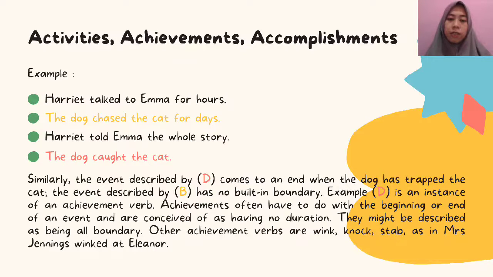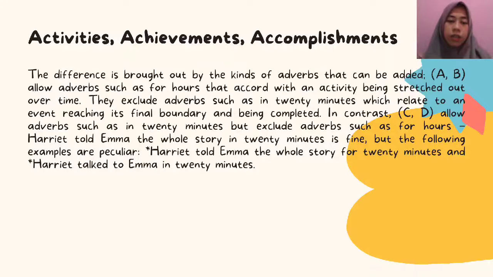They might be described as being out boundary. Other assignment verbs are wink, knock, stab, as in Mrs. Jennings winked at Eleanor. The difference is brought out by the kinds of adverbs that can be added. A and B allow adverbs such as for hours that occur with an activity being stretched out over time. They exclude adverbs such as in 20 minutes, which relate to an event reaching its final boundary and being complete.